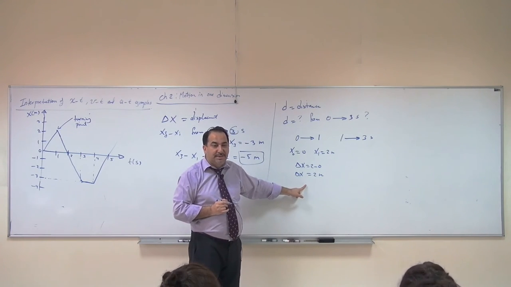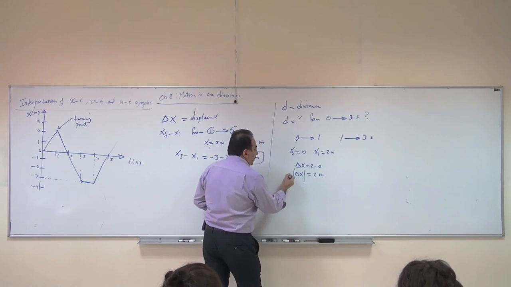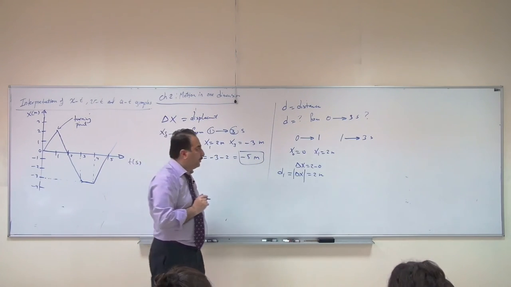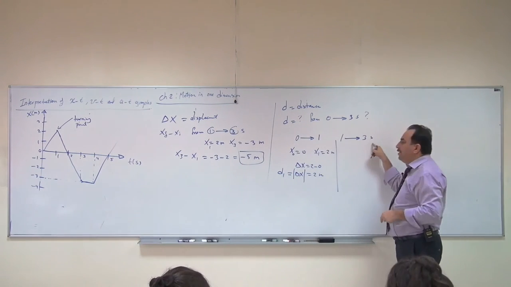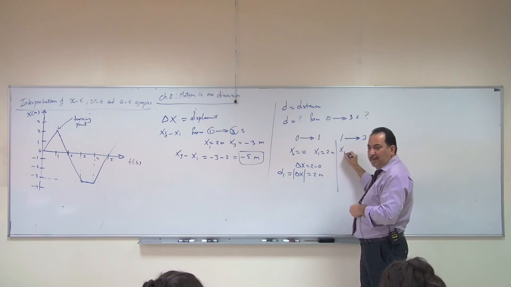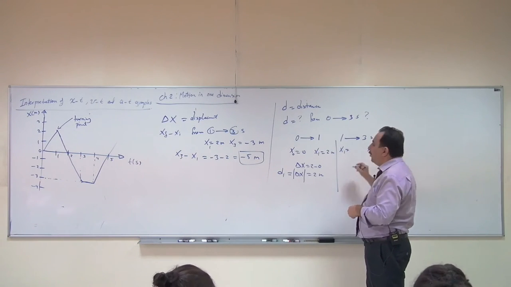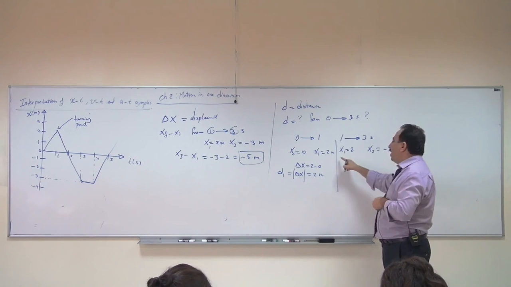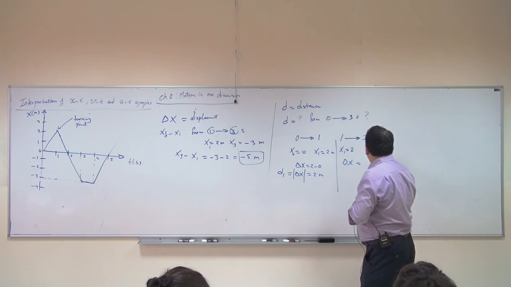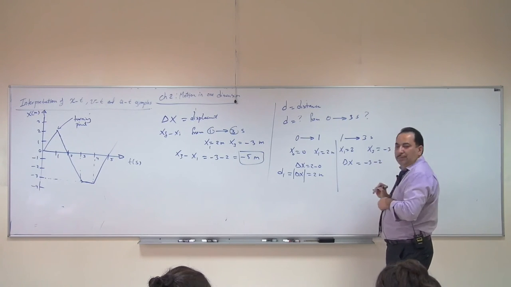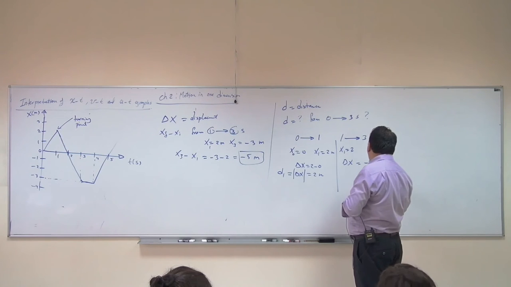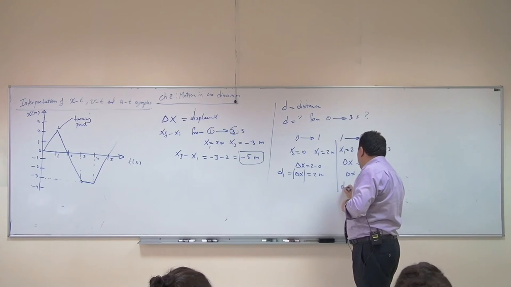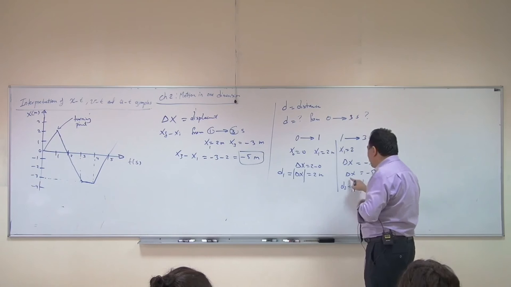But I want displacement or distance? This is distance number 1. From 0 to 1 second. Now the second part. From 1 to 3, what do I need? X at 1? What is X at 1? 2. X at 3? So how much is delta x here? Minus 3, minus 2, minus 5. This is delta x, but I don't want delta x. I want the distance, d2, the absolute value of delta x.